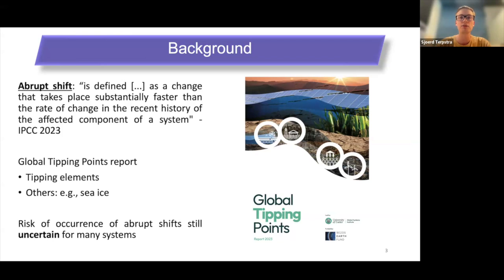And the reason is that the risk of the occurrence of these abrupt shifts is still quite uncertain for many systems, but it's also quite uncertain when a system might undergo such a shift.